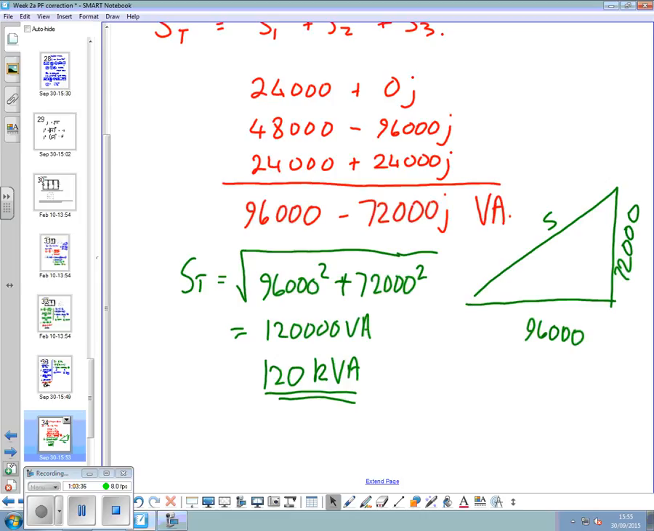And as a check, we could make sure that all our P powers add up to 96,000. P1 was 24,000, P2 was 48,000, and P3 was 24,000. Yeah, they do, because they're the numbers in the rectangular addition anyway. So it all works.